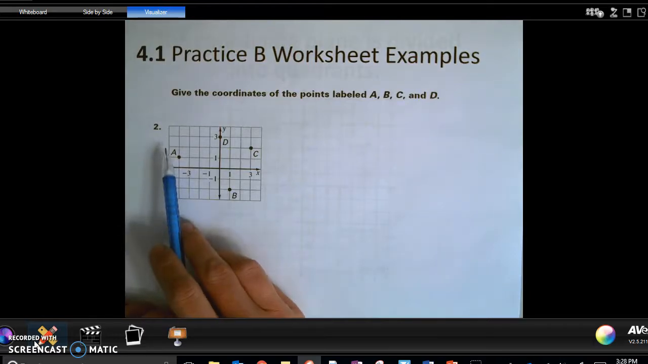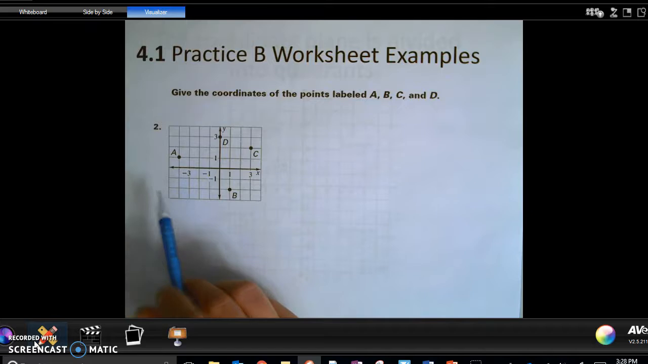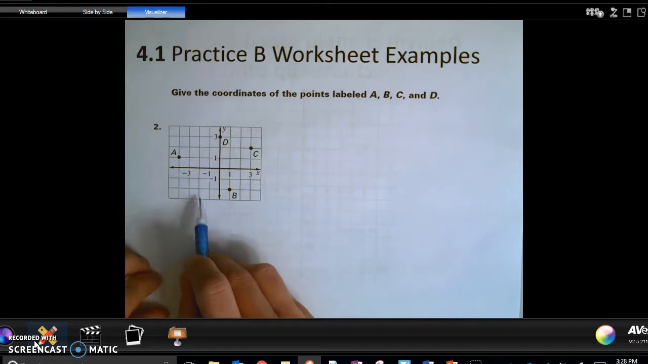So in section 4.1, we are going to be working a lot more in the coordinate plane. So it's important to remember several key things about the coordinate plane. So first of all, let's review these points here. We have points A, B, C, and D.